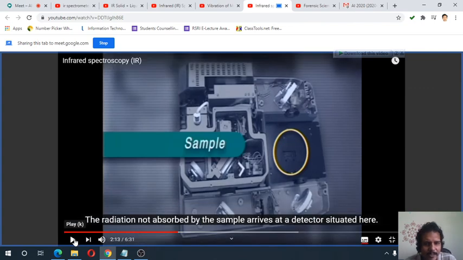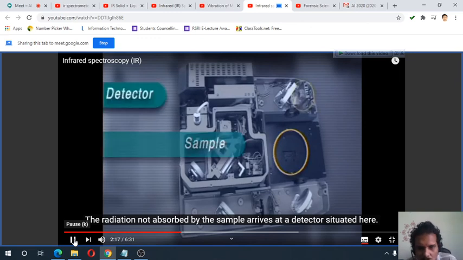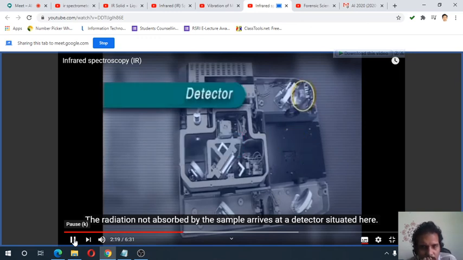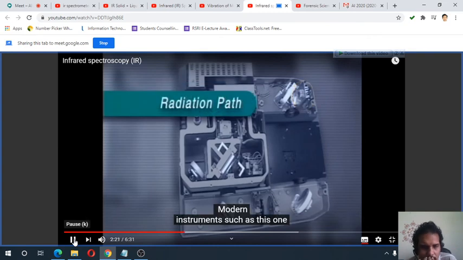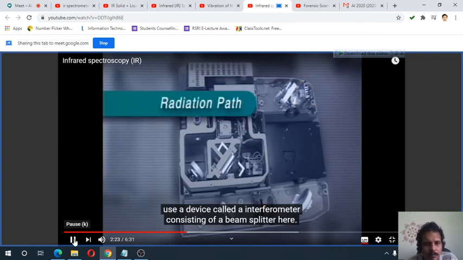See, the IR radiation input goes directly into the sample. Radiation not absorbed by the sample arrives at a detector situated here. Modern instruments, such as this one, use a device called an interferometer.